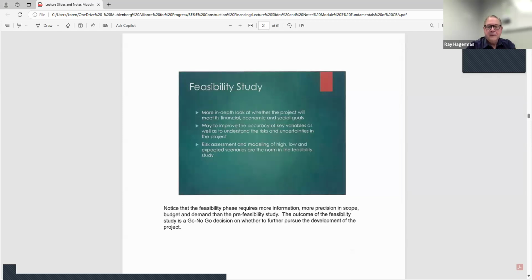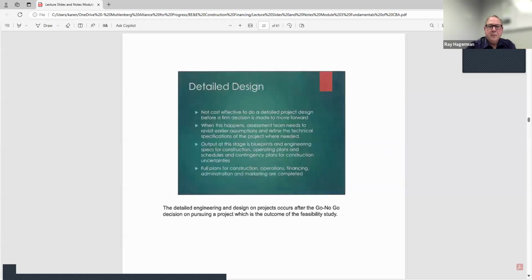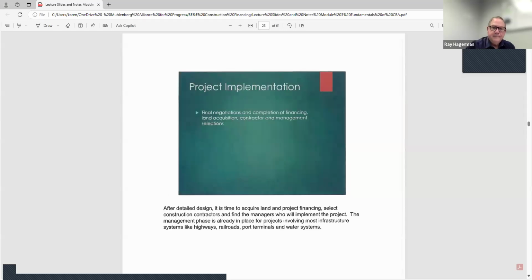Again, I'm breezing through this. A feasibility study is more of an in-depth look at things. Once you've passed muster with that initial cut, dig in deeper. Detailed design is where you actually put pen to paper, you figure out what this is going to look like, what the impacts are going to be. You're usually at the point where you're ready to select a construction company. There's site preparation that has to be done and all those kinds of things. So all of that has to be planned to make sure that the design of the project is actually something that can be implemented, which brings us to project implementation.